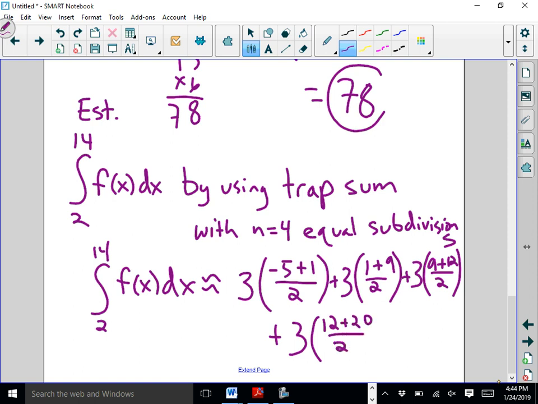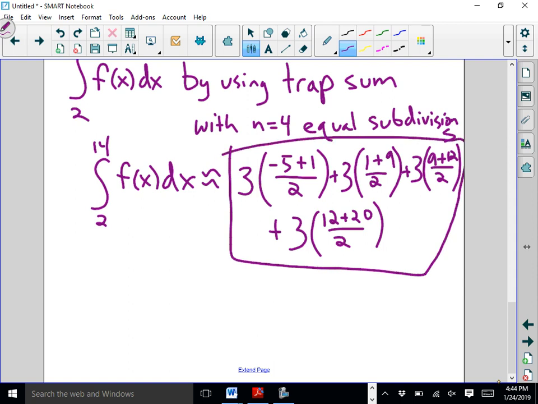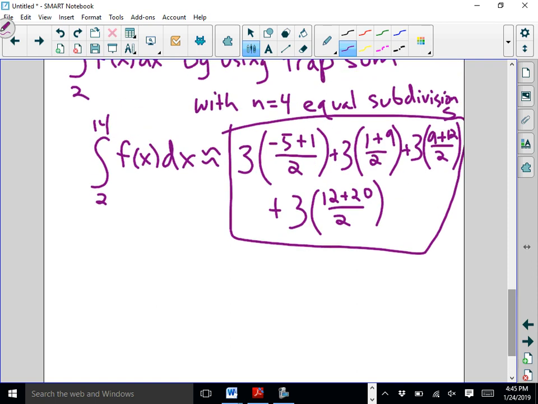Again, the nice thing is if this is on free response, I can just circle that. That's a fine answer. Tomorrow in class, I want you working on simplifying them. Let's take a look at what this would be. -5 plus 1 is -4. -4 divided by 2 is -2. So that times 3 is -6. Plus 1 plus 9 is 10. 10 divided by 2 is 5. 3 times 5 is 15.